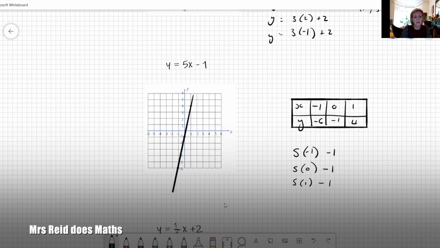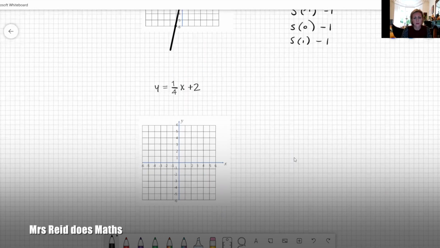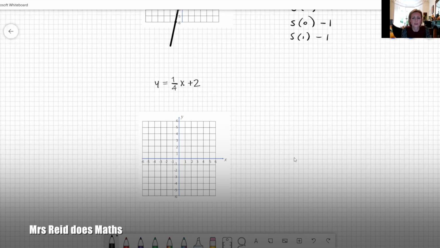So we've got a gradient of 5. It's going across one box, up 5 for each wee step. If you look at that wee triangle there, going across 1, up 5. And the y-intercept cuts it at minus 1, so the y-intercept is minus 1. So we're fine. And the last one, y is a quarter x plus 2.